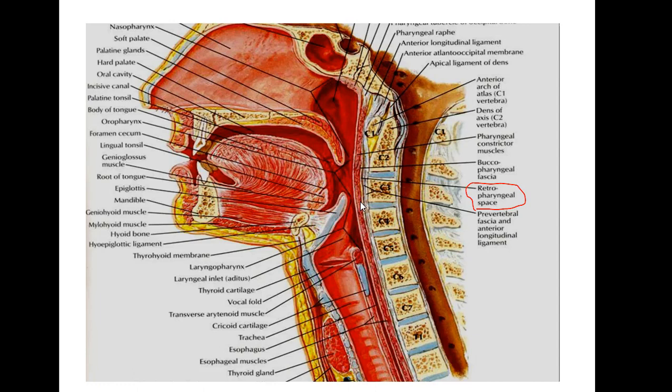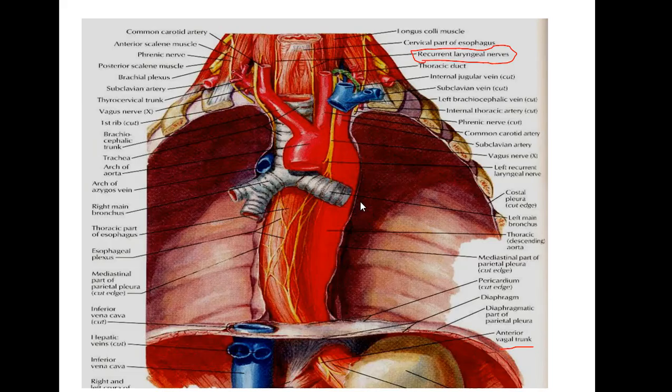This infection or abscess can spread to another site according to the communication of this space. If they ask you where the next space is that can be affected by this abscess, it's the superior mediastinum. So the retropharyngeal space connects with the superior mediastinum.